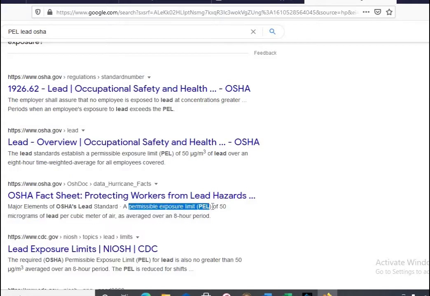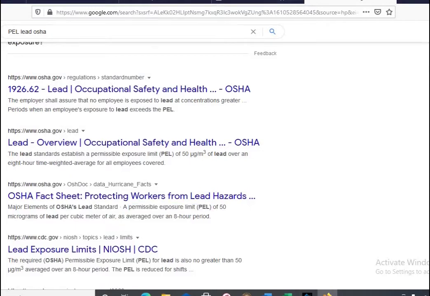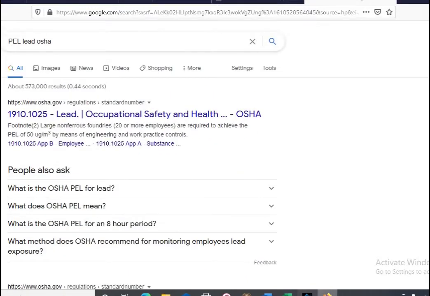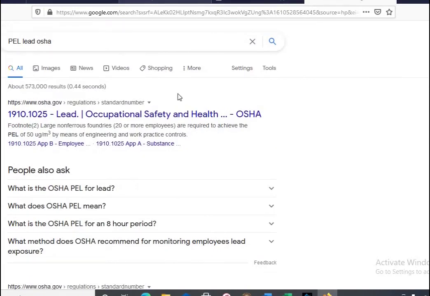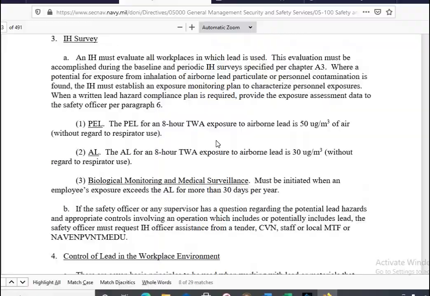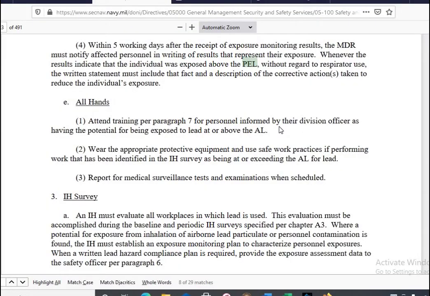Permissible exposure limit. So if I was to guess, because we're only doing a chapter of the instruction, for standard writing, you define your term in the very beginning. So probably that was something that was found out earlier. So, okay. So the PEL is that permissible exposure level.